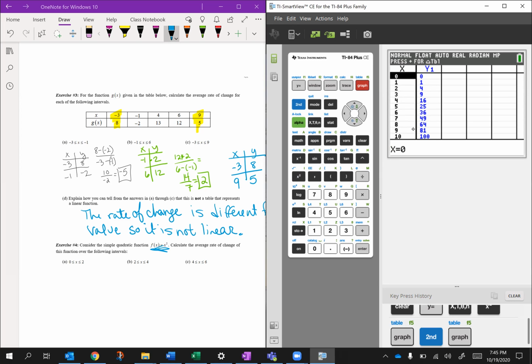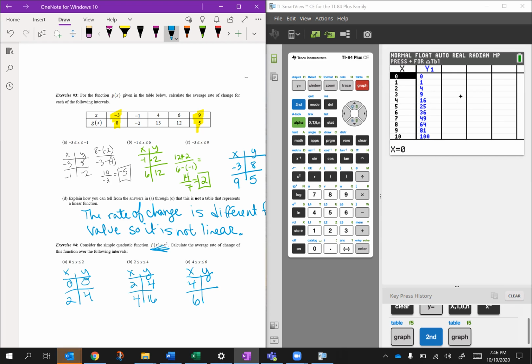So now we want to copy down the values. So I want to make the charts for each. So I'm going to look at my values for 0 and for 2. I'm going to look at my values for 2 and 4. I'm going to look at my values for 4 and 6. So 0 goes with 0, 2 goes with 4, 4 goes with 16, and 6 goes with 36.